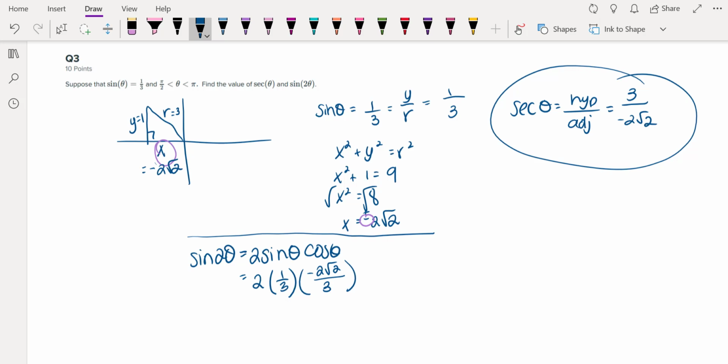And now we can simplify this. So in our numerator, we have 2 times a negative 2 root 2, so negative 4 root 2, over 3 times 3, which is equal to 9. So we know that the sine of 2 theta is equal to negative 4 root 2 over 9.